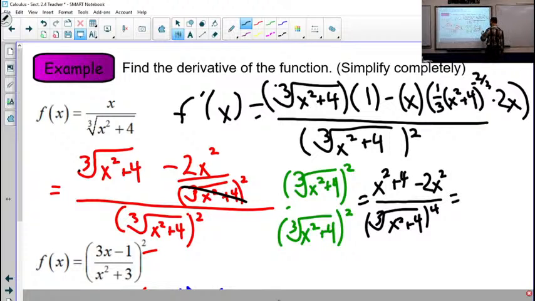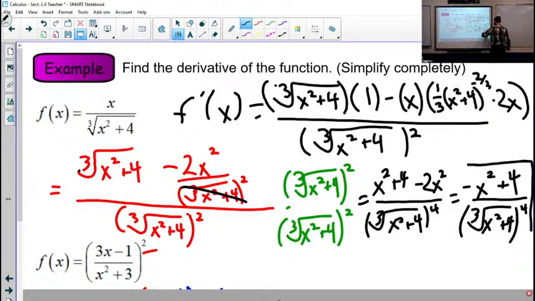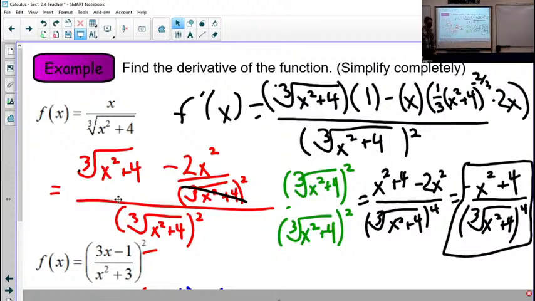So finally, to the 4th on there, I got an x squared minus 2x squared, so that's going to be a negative x squared plus 4. Oops. Made it look like an equal sign.